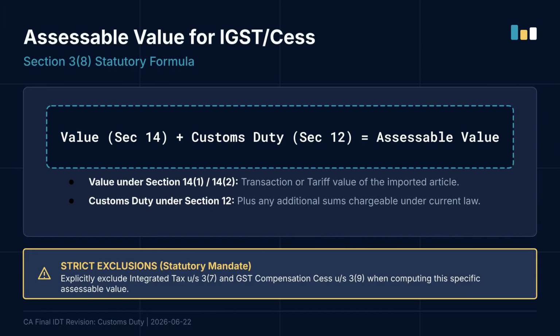To calculate IGST and compensation cess, we first determine a special assessable value under Section 3(8). This value consists of the customs value determined under Section 14 plus customs duties and any additional sums chargeable under law. However, there is an important exclusion. While calculating this assessable value, IGST itself and compensation cess itself are not included. Remember this carefully because valuation errors are among the most common mistakes in customs examination questions.